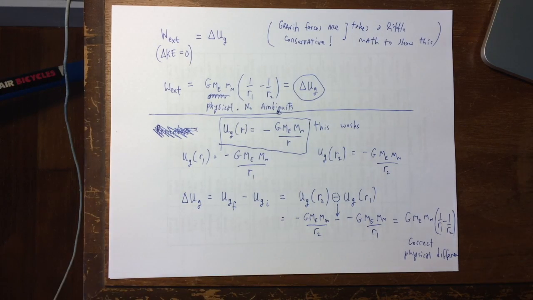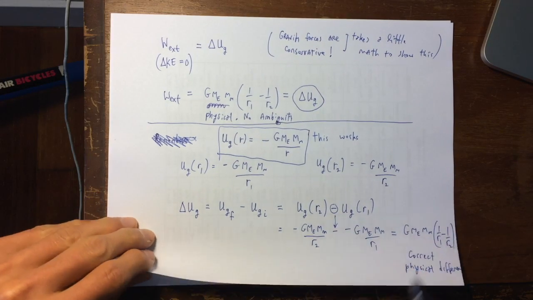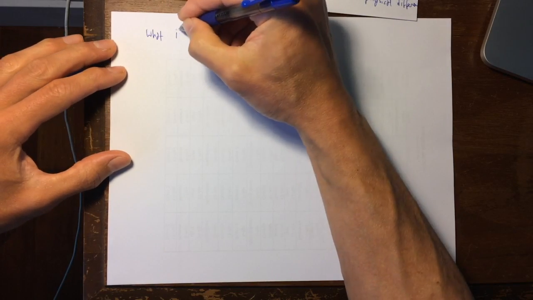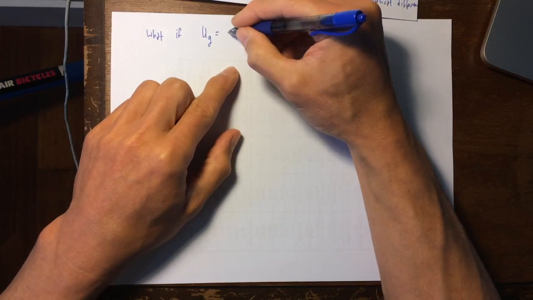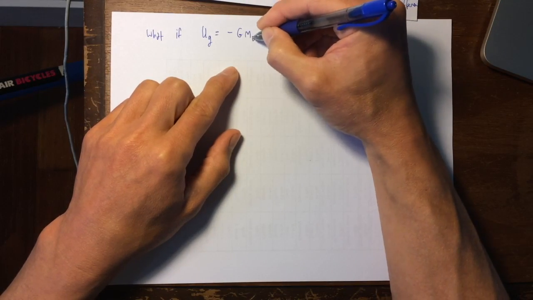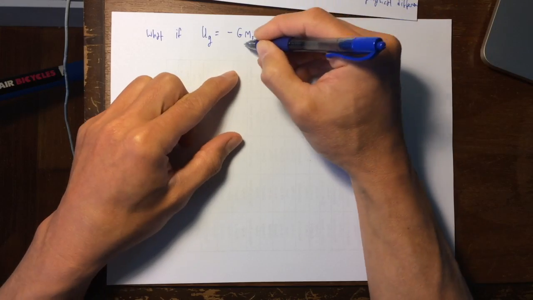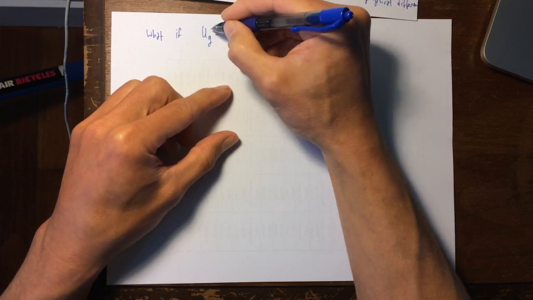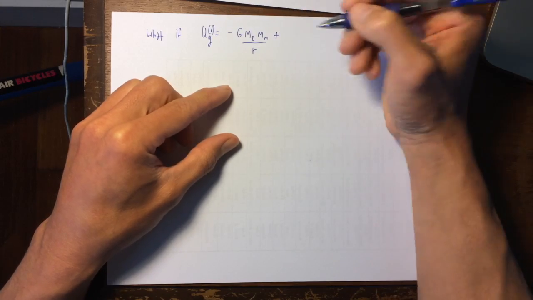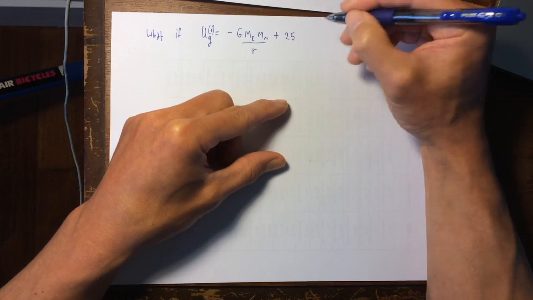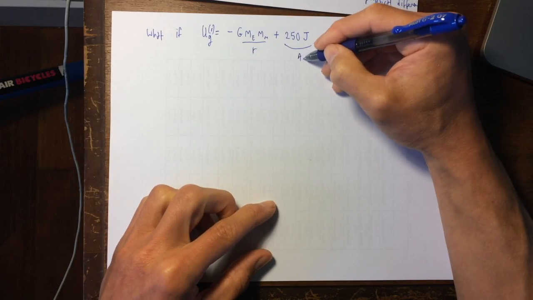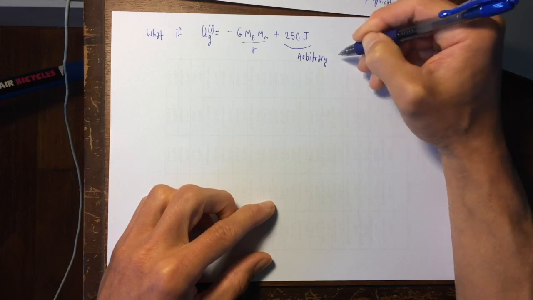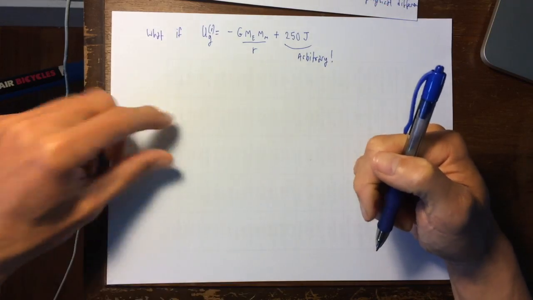The point is the following thing. What if U sub G is equal to minus G mass of the Earth, mass of the Moon, over R, so this is the potential energy as a function of R, plus 250 joules. So this thing right here is super arbitrary. But let's see what it gives us.